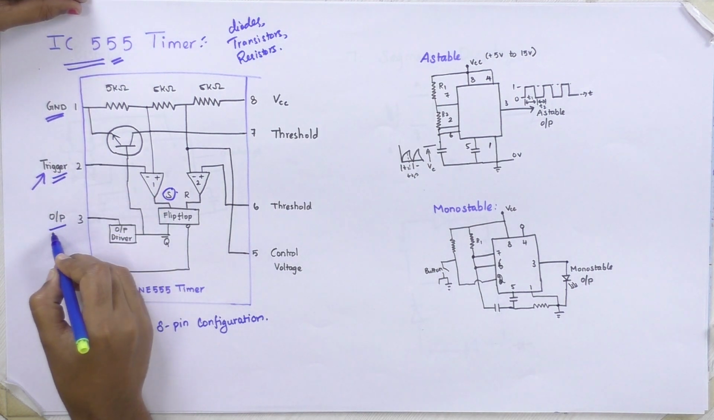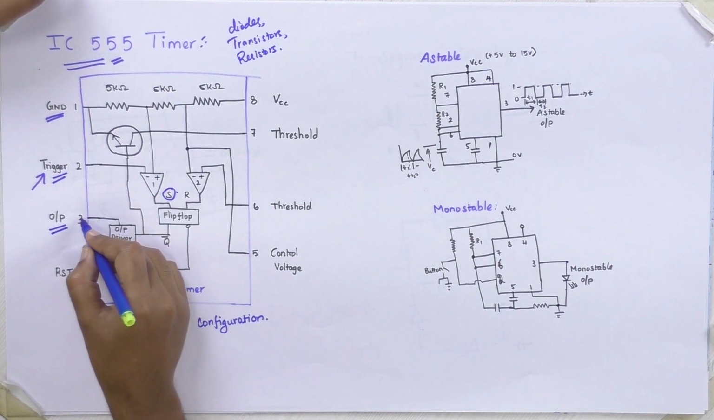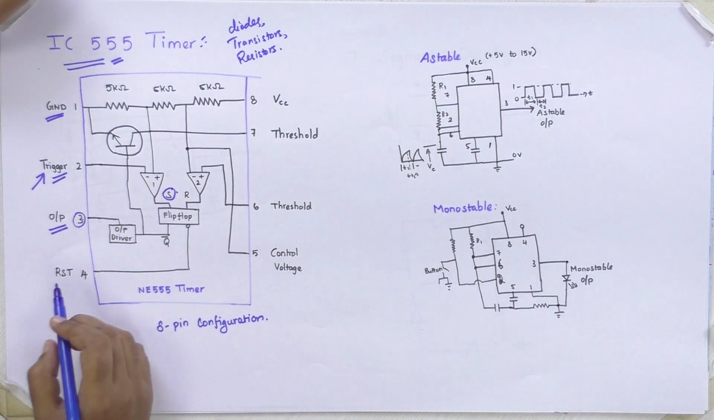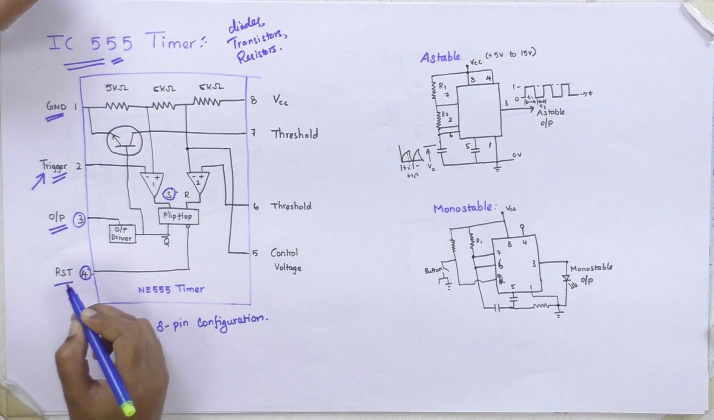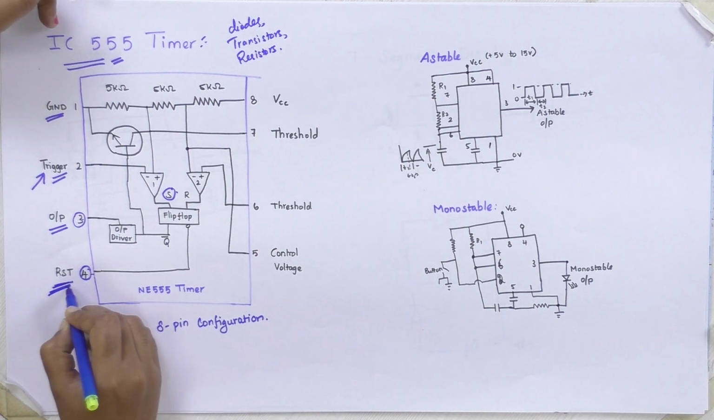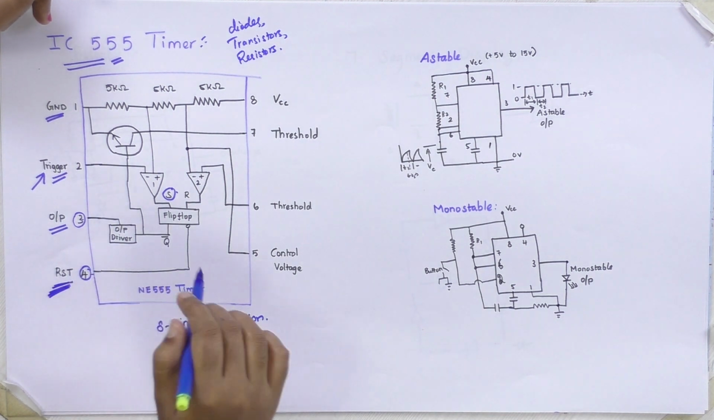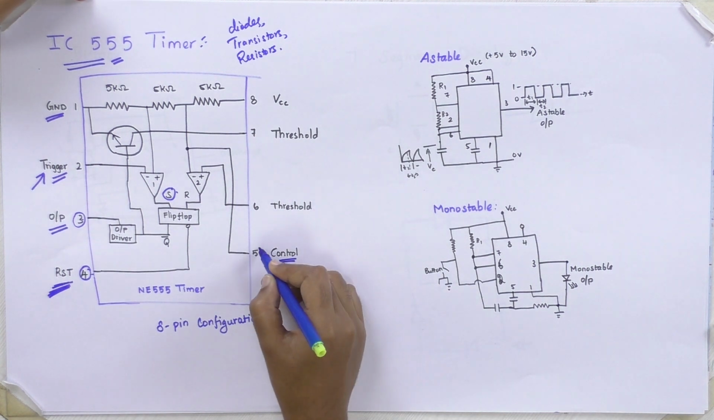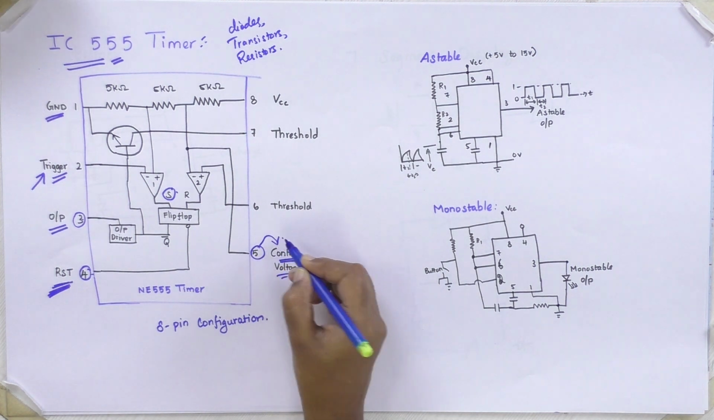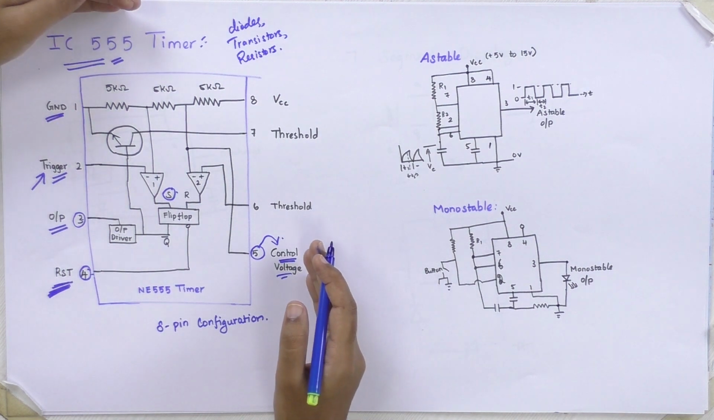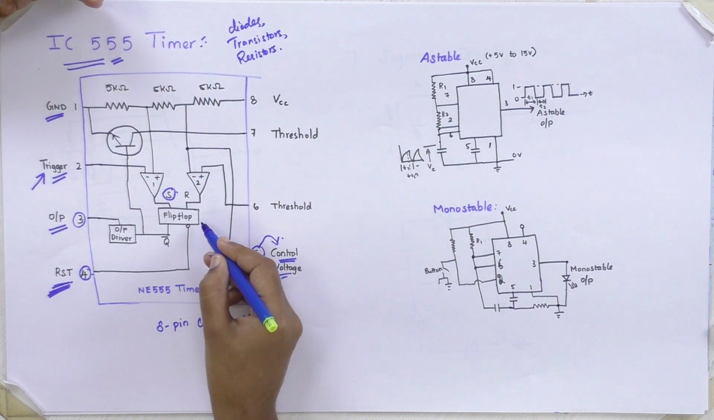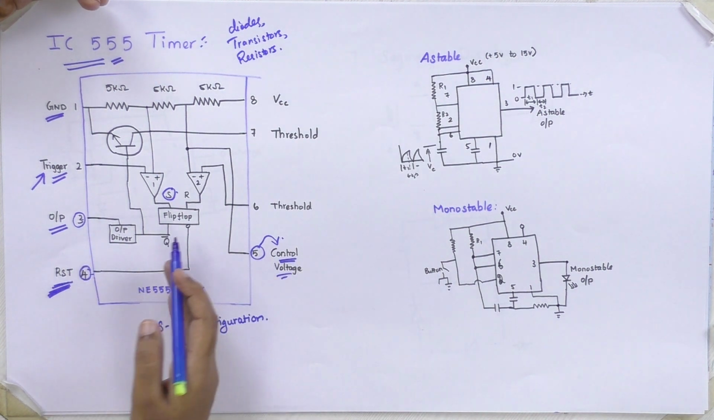The third pin is the output pin. From the third pin, we are getting the output of the timer. The fourth pin is the reset pin. Once you give input to the reset pin, the timer is set to 0. Then next is the control voltage, the fifth pin. The fifth pin is for control voltage. This controls the voltage for setting or resetting the flip-flop, which resets the timer.